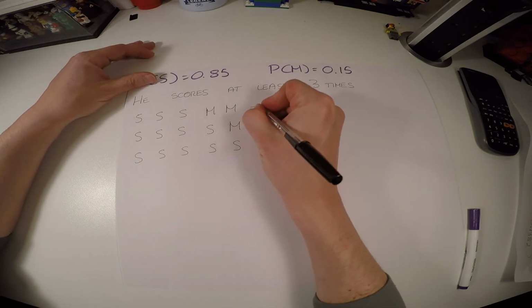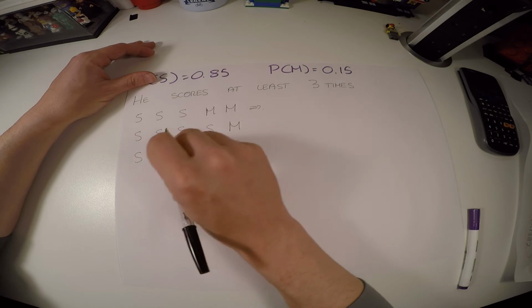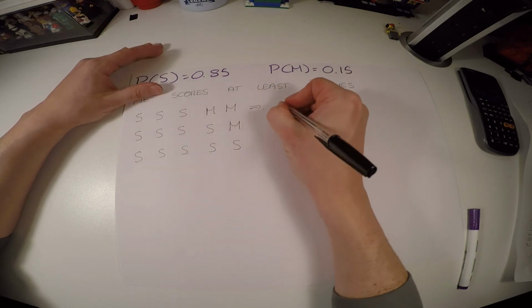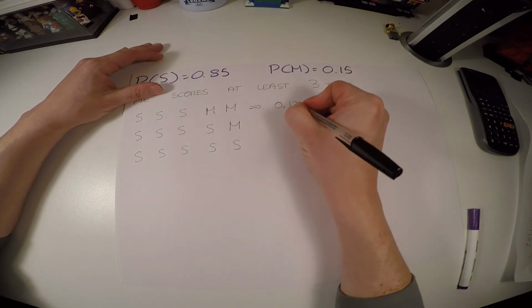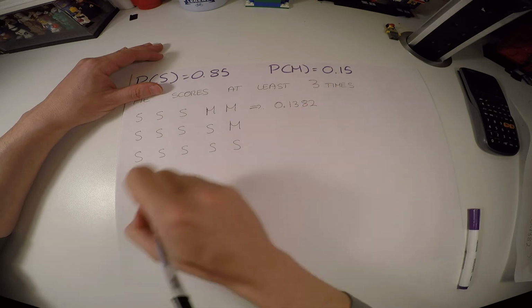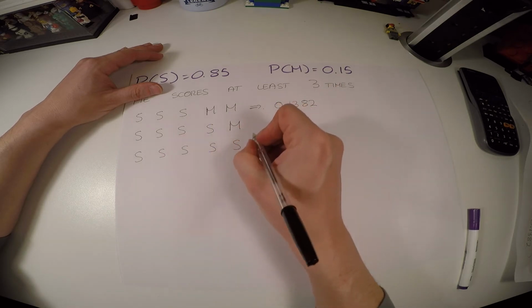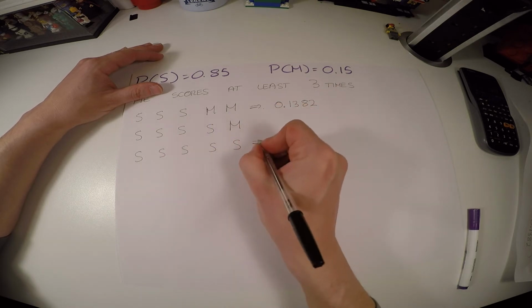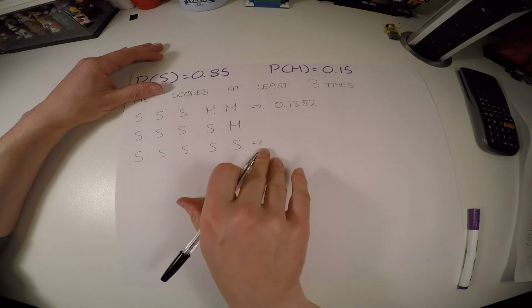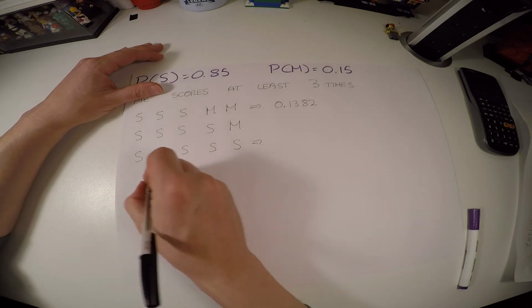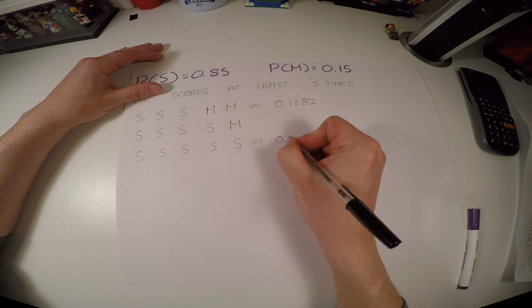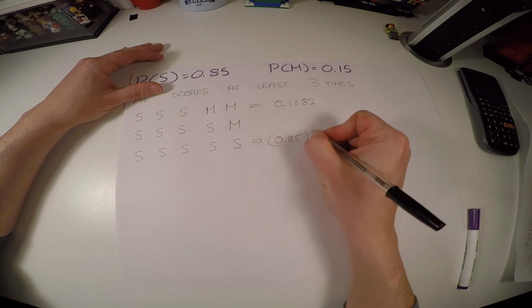We actually have the answer for this from the first part. The probability that he scored 3 times was 0.1382. Now what about the probability that he scores 5 times? That's actually pretty easy because there's no arrangements going on here. He has to score every time. That is simply 0.85 to the power of 5 for the probability to score 5 times.